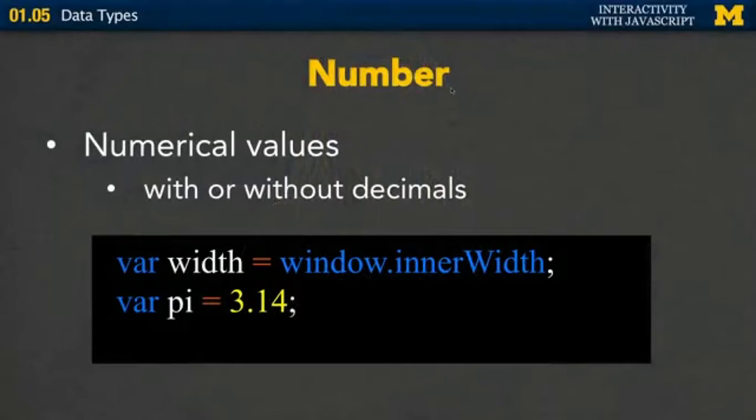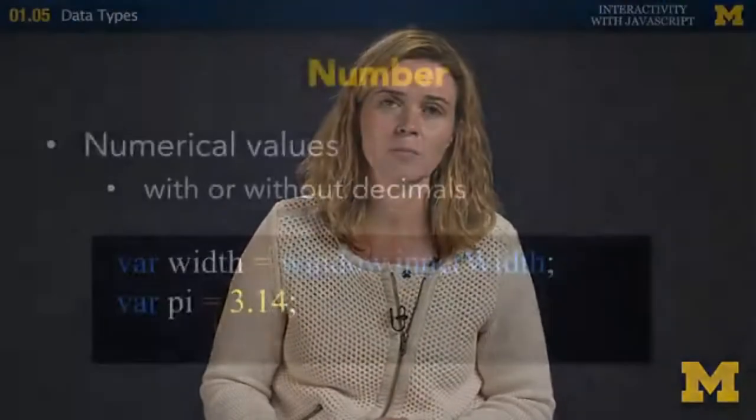My next example is I have var pi, which is equal to 3.14. In this case, I hard-coded it to something. In both cases, it's storing a number, but in one, it's going to be what would normally be an integer or a whole number, and the next time it has decimals.